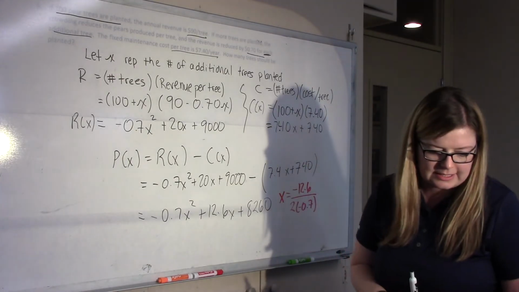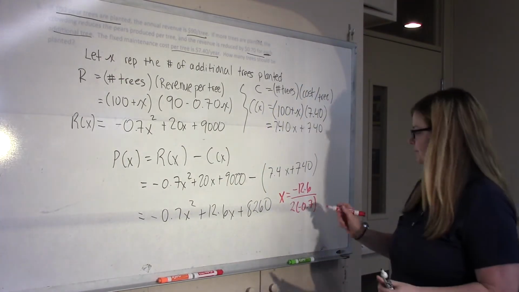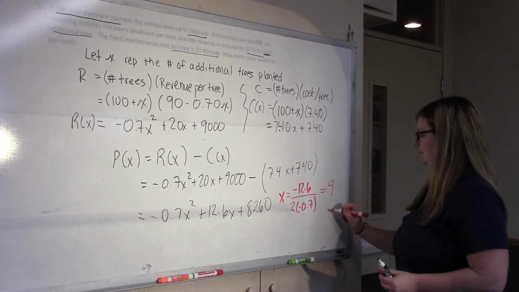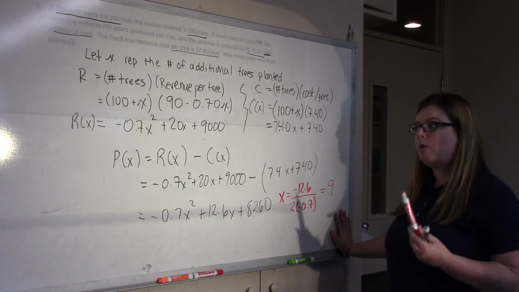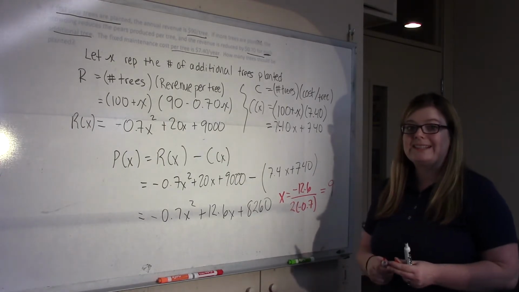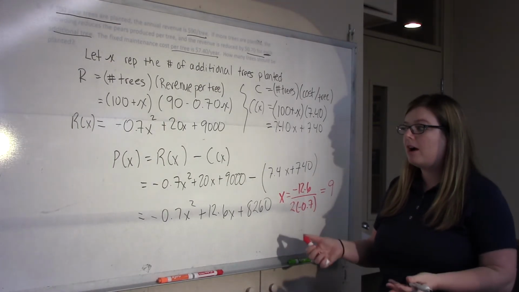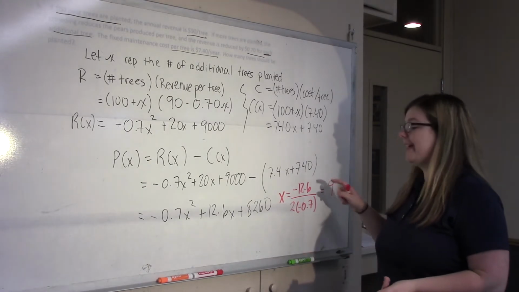And that gives us 9. So the x value of the vertex of this function, or the number of additional trees planted that gives us a maximum profit, is 9.